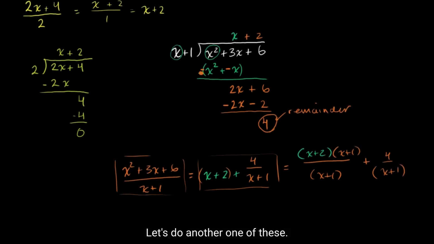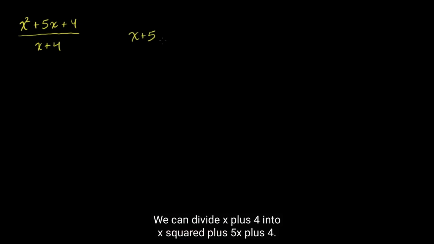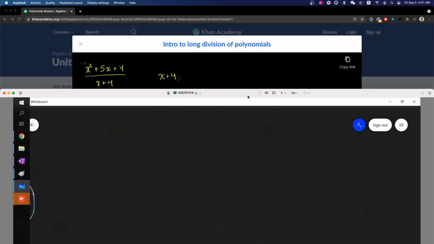Let's do another one of these. They're kind of fun. So let's say that we want to simplify x squared plus 5x plus 4 over x plus 4. So once again, we can do our algebraic long division. Let me just do it by ourselves before we see the solution. We're going to divide x squared plus 5x plus 4 by x plus 4.